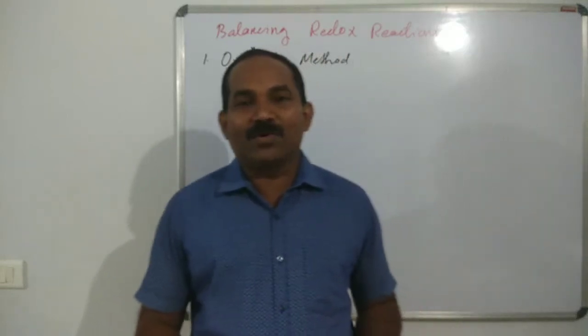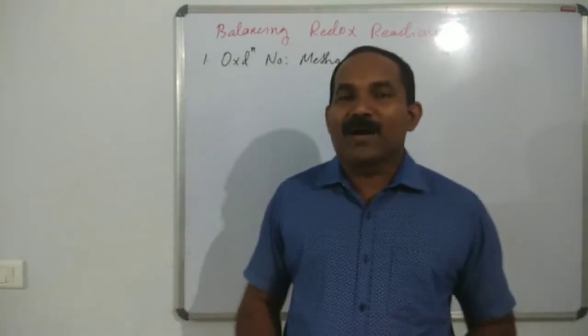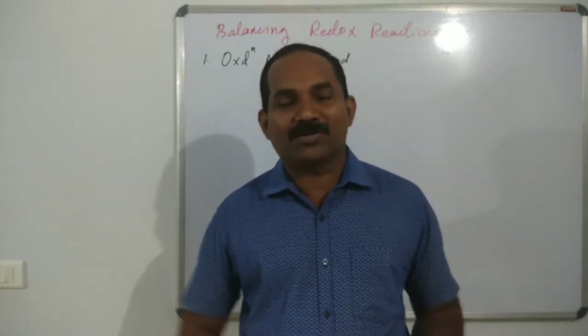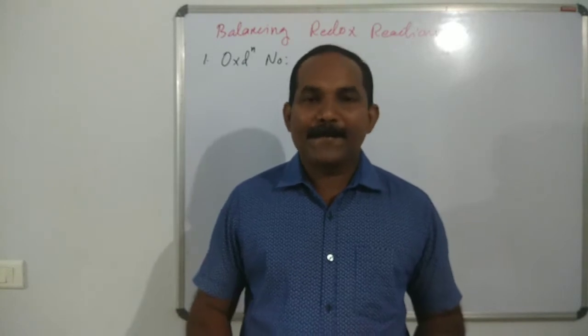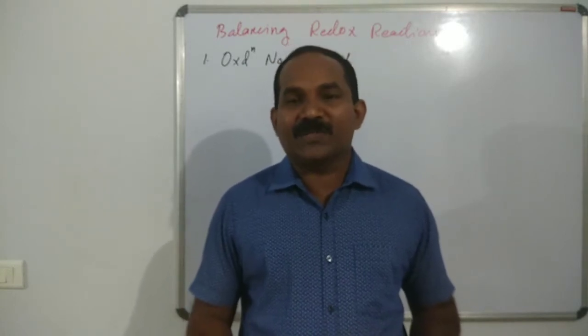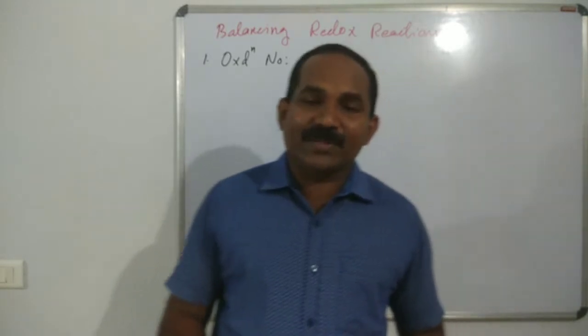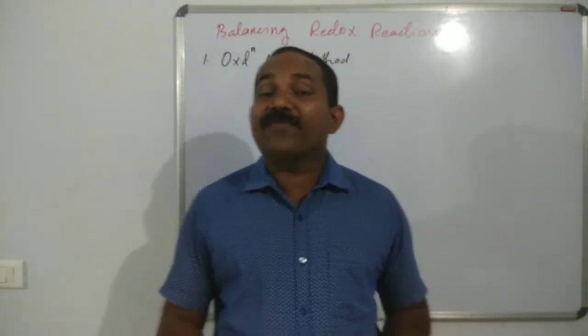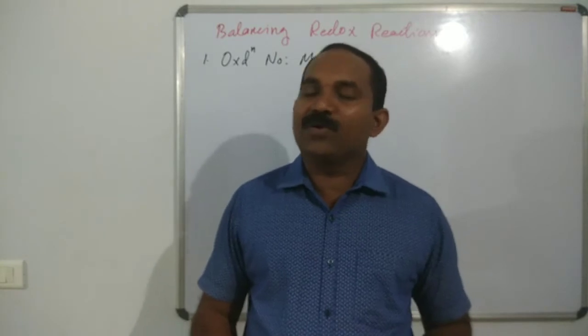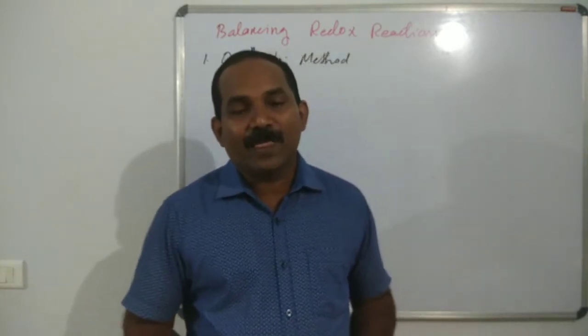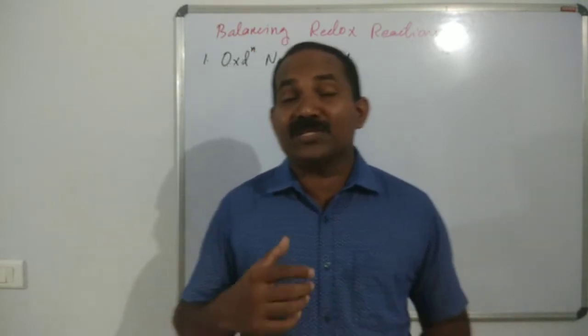In this section we are going to discuss balancing a redox reaction. How to balance a redox reaction? There are two methods. The first method is the oxidation number method and the second method is the half reaction method, or ion electron method. First of all we discuss the first method, the oxidation number method.